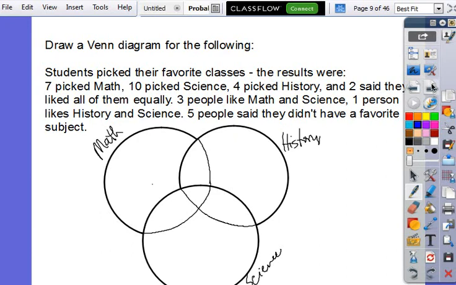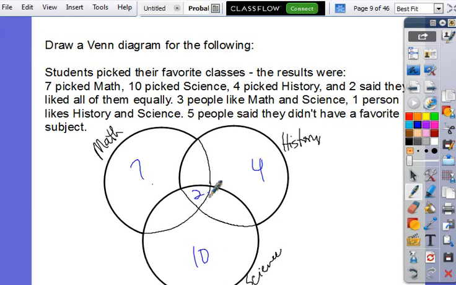Alright, it gives me all this information and says draw a Venn diagram that represents it. Well, they tell me three subjects: math, history, and science. So I do the three subjects, and each bubble is one subject. It said 7 pick math, and that's it, so it's got to be in the bubble with just math. 10 pick science, so that's got to go in the science one and nothing else. 4 pick history, so that goes by itself. Then it said 2 like all of them equally. Where do we think that needs to go? Middle. That's going to go in the middle so that it's in all 3 circles at the same time.